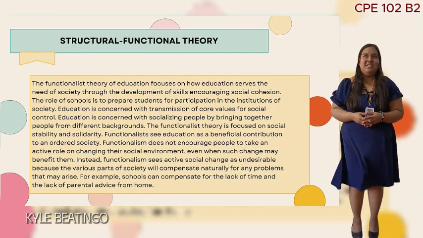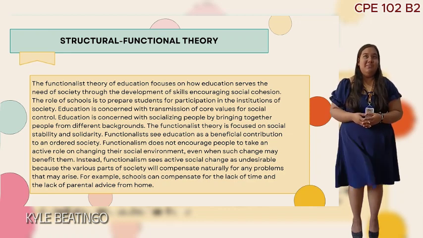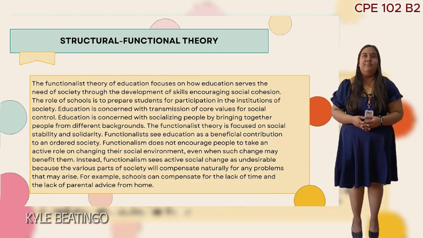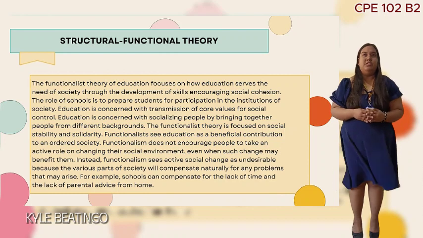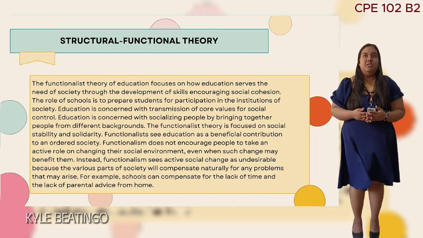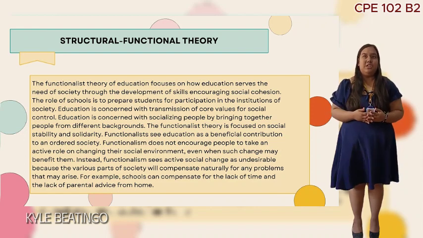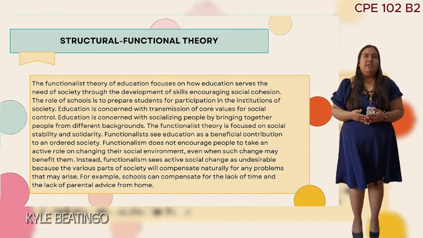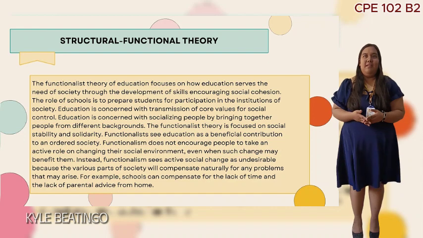The functionalist theory is focused on social stability and solidarity. Functionalists see education as a beneficial contribution to an ordered society. Functionalism does not encourage people to take an active role in changing their social environment, even when such change may benefit them. Instead, functionalism sees active social change as undesirable because the various parts of society will compensate naturally for any problems that may arise. For example, schools can compensate for the lack of time and the lack of parental advice from home.